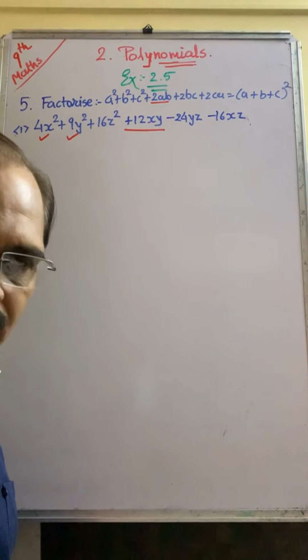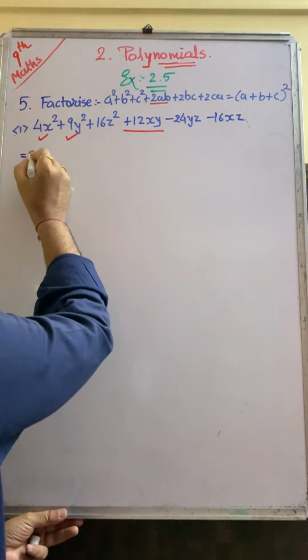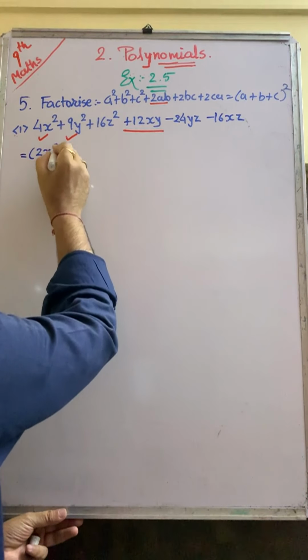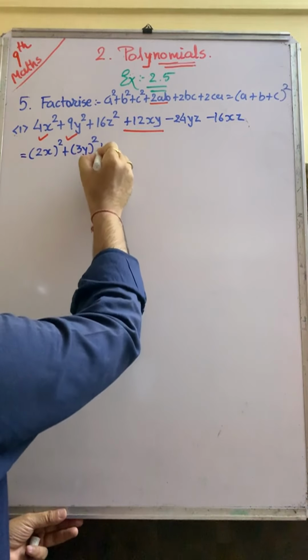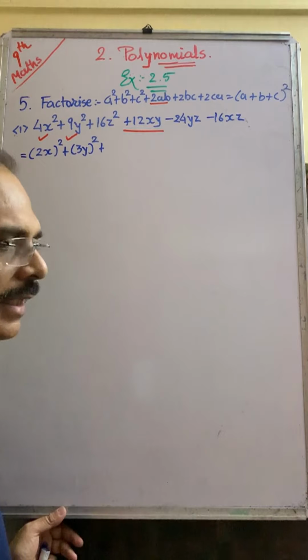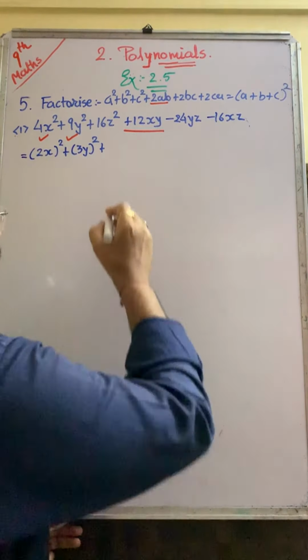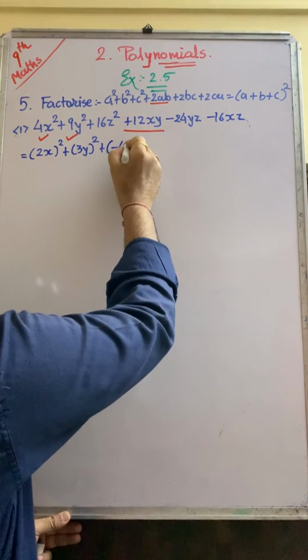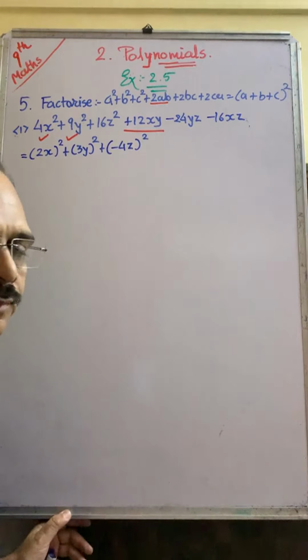So we can simplify like this. We take these two terms positive, so this is the square of which term? 2x. This is the square of 3y. Here we take the negative term, so 16z square is the square of 4z, but I should write minus 4z the whole square, because minus square is always plus.